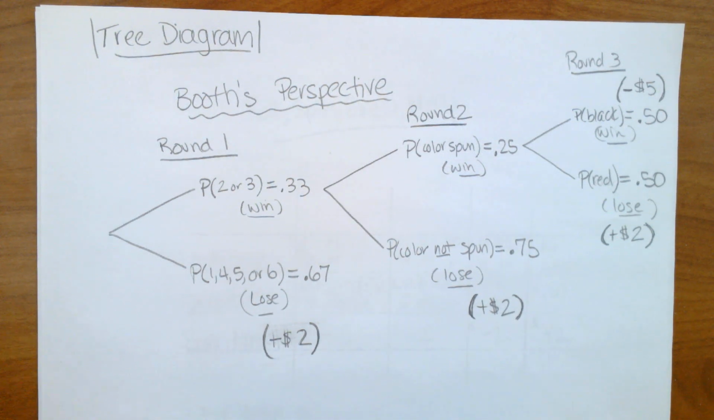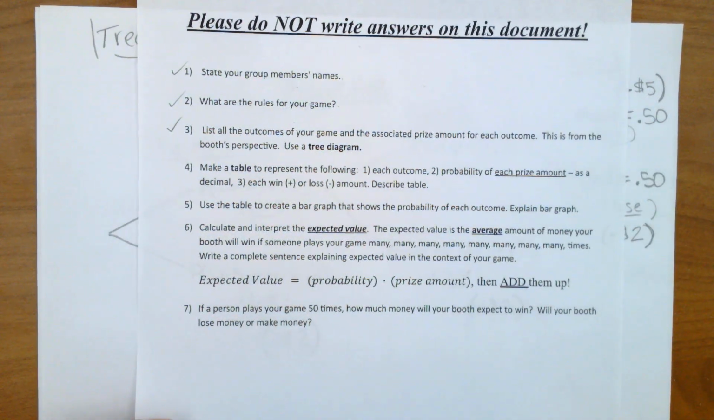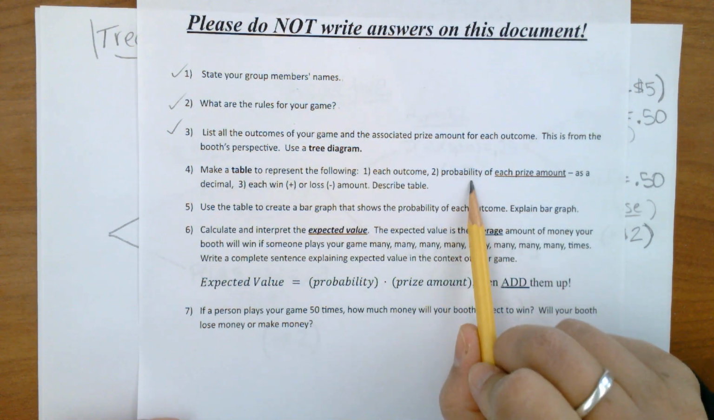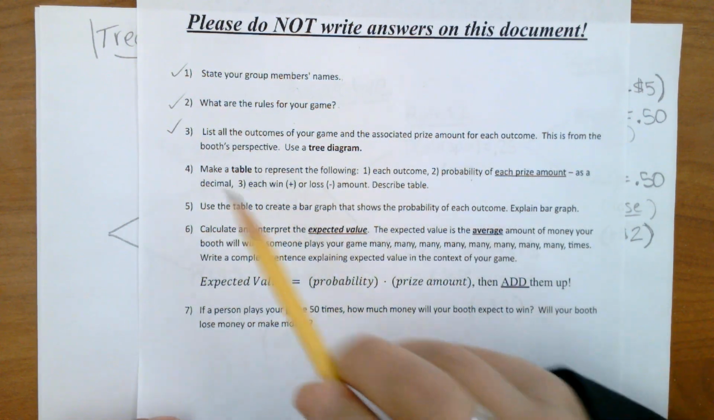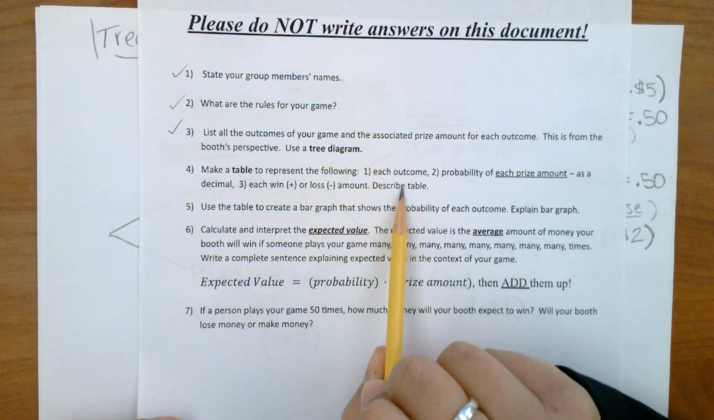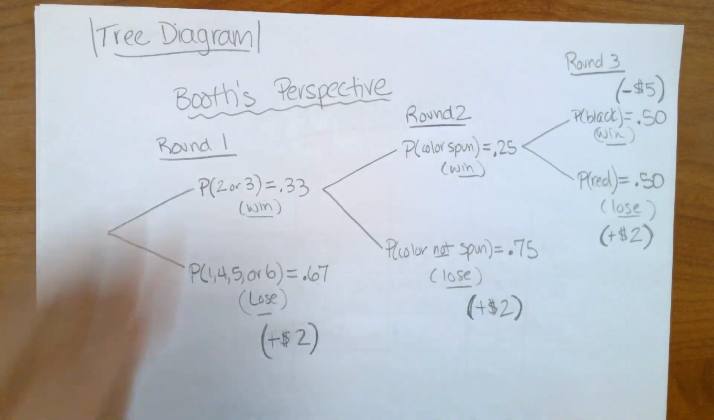All right, what do we have to do next? Check. We have to make a table to represent the following. Each outcome, the probability of each prize amount as a decimal, each win or loss amount, and we have to describe it. All right. We're going to check that off because we're going to be doing it.